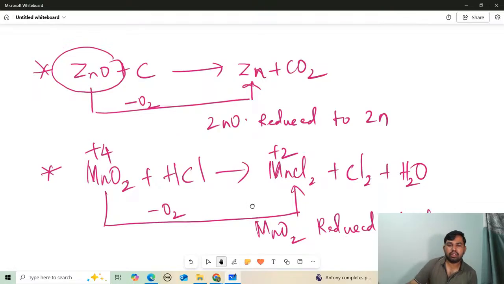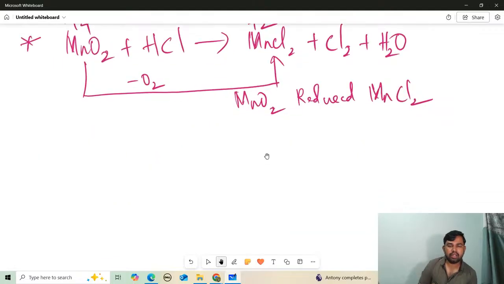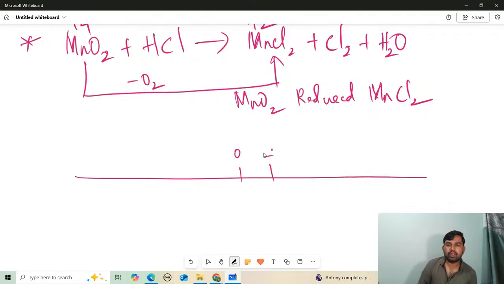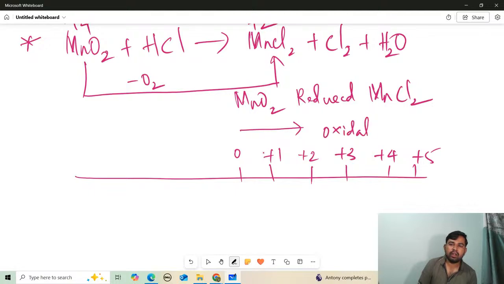We discussed that a few days back in class: a decrease in charge. Suppose here we have 0, this will be plus 1, plus 2, plus 3, plus 4, plus 5. If we are moving in a positive direction, increasing in charge, we call it oxidation. Similarly, if we are moving minus 1, minus 2, minus 3, minus 4, in this direction it is called reduction.